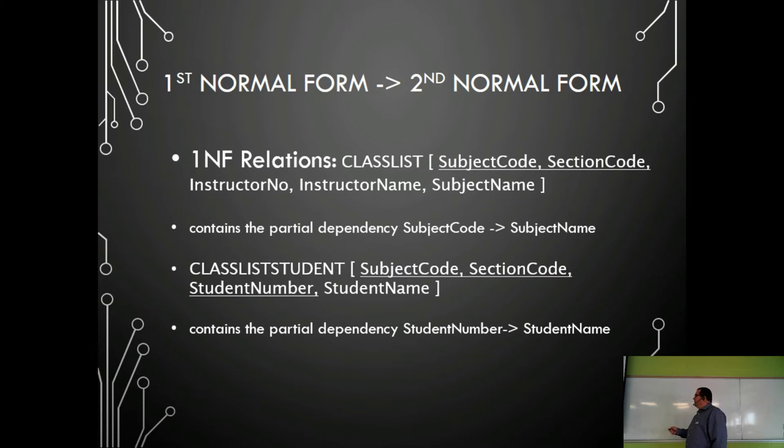So what we need to do is get rid of these partial dependencies. So student name, student number, same thing with subject name and subject code. Anybody want to take a guess what we have to do before I go to the next? Create another couple of tables and break out these pieces and create a bunch of foreign keys.